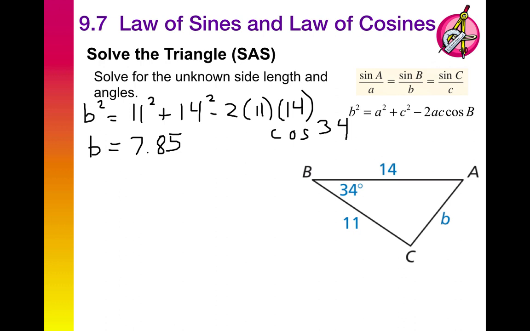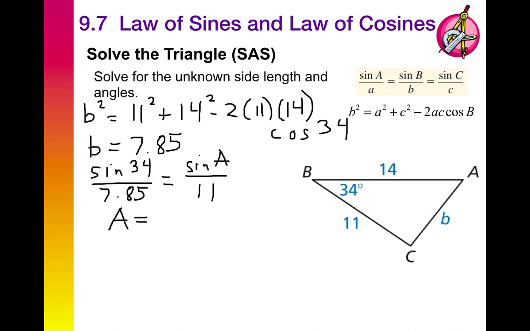So I'm going to say the sine of 34 divided by the side 7.85, that's little b, is equal to the sine of A over the side A, which is 11. And then I calculate all of this out, and I get an angle for A is going to be equal to 51.57 degrees.